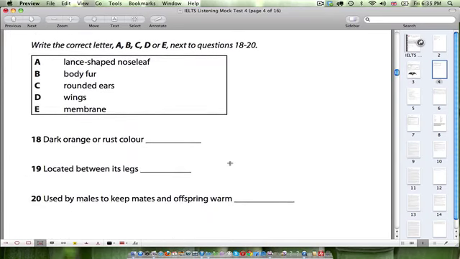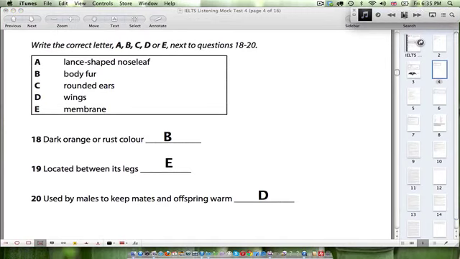Write the correct letter. Dark orange or rust in color. This was the body fur, and we had to be quick because the answers for the previous questions came almost at the exact same time as the answers for these questions. So this is the body fur. Located between its legs, this is a membrane used by males to keep mates and offspring warm. So he doesn't use this vocabulary when he's talking about it. He says the male will envelop or cover the female and any babies with its wings. So the answer here would be D.